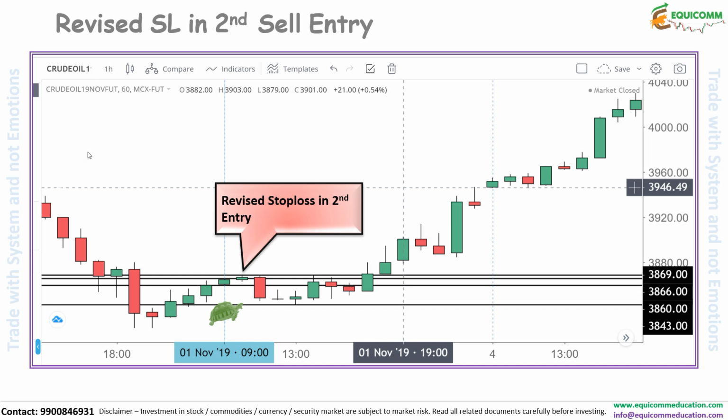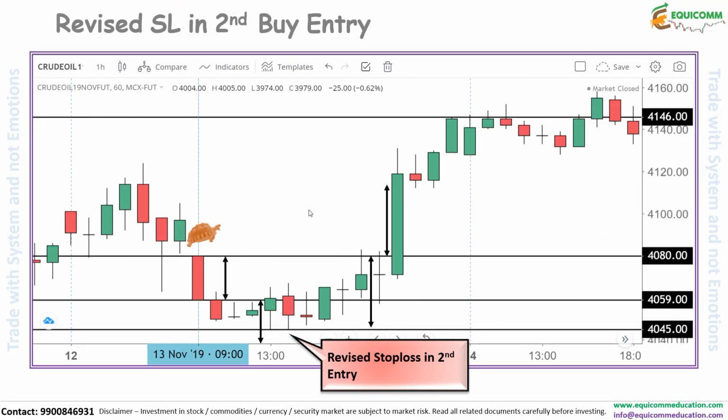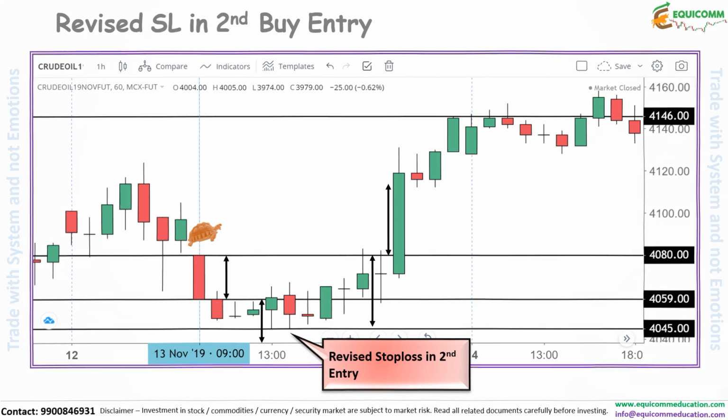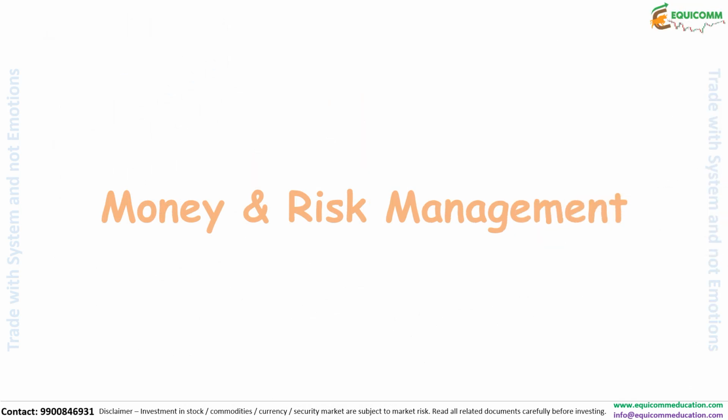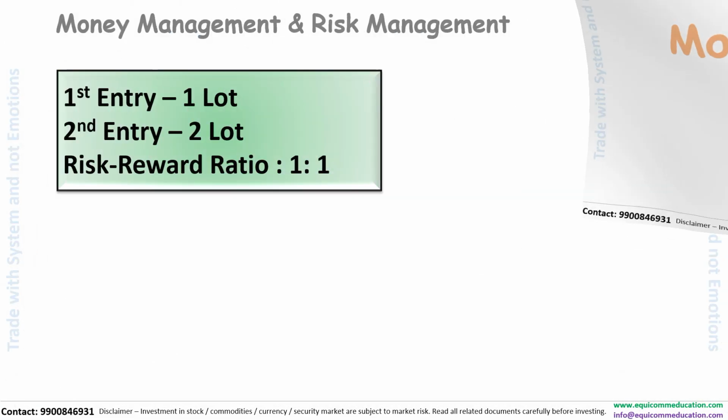Okay, and also remember there is a revised stop loss in second entry. I have already explained that the highest high between these two would be the revised SL. This we have discussed. So now let's look into the money management and risk management. Okay, it is very simple. We have made it very simple.